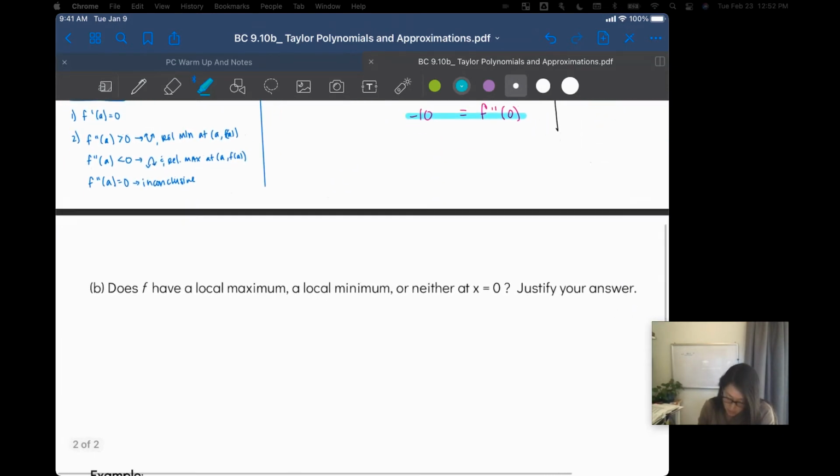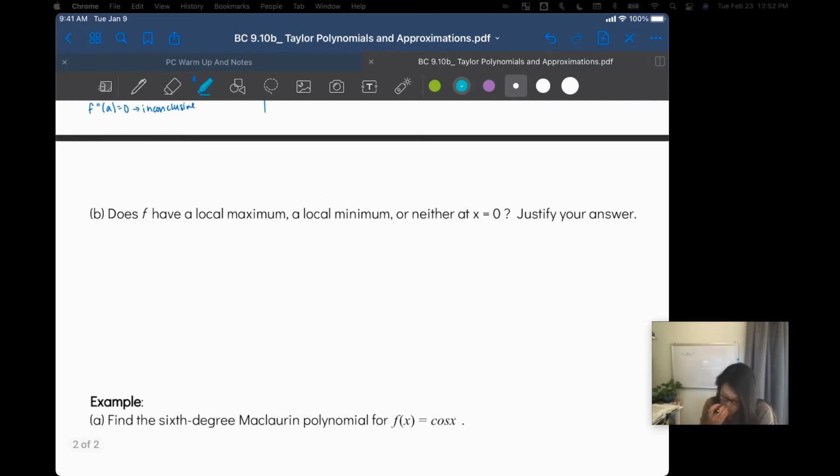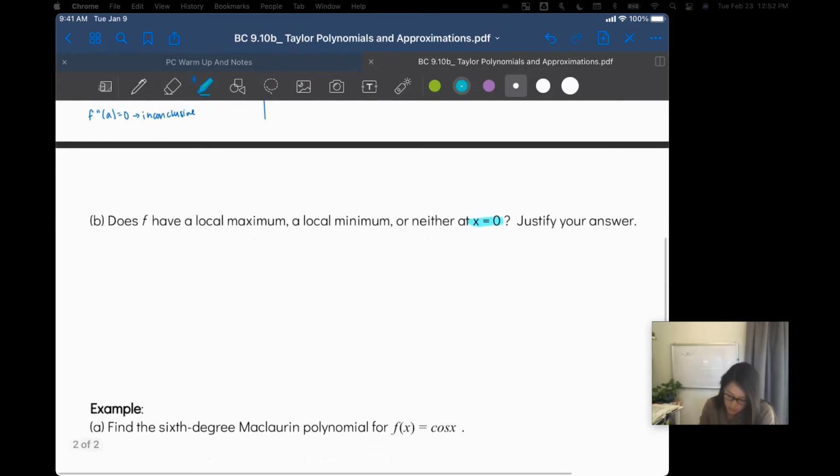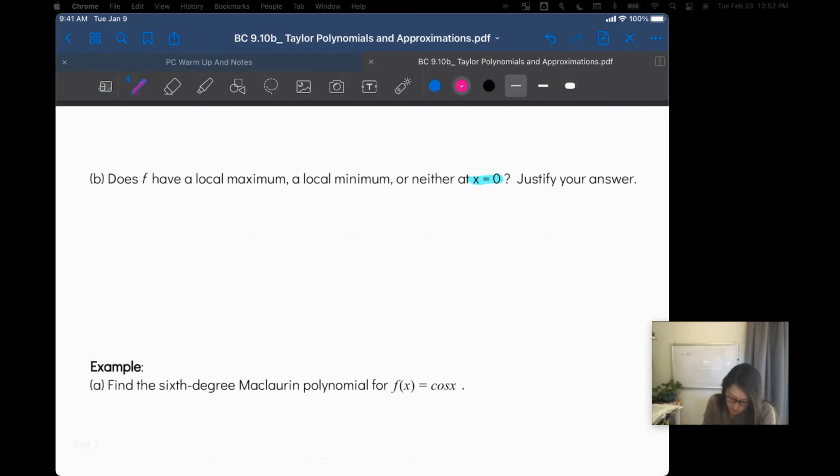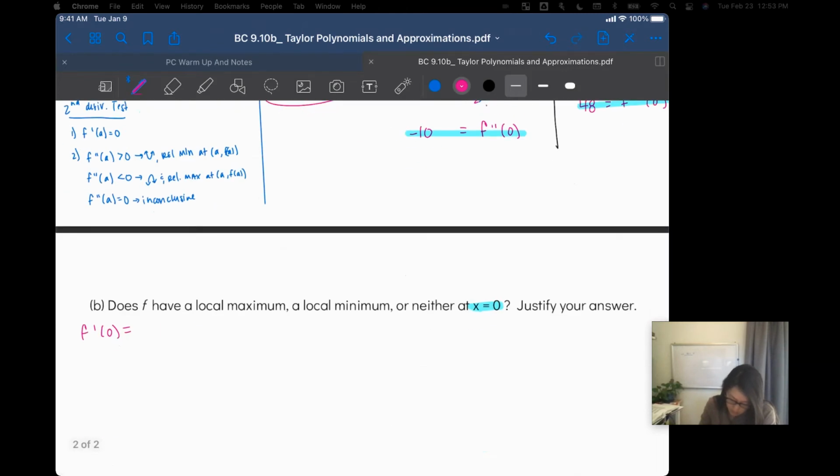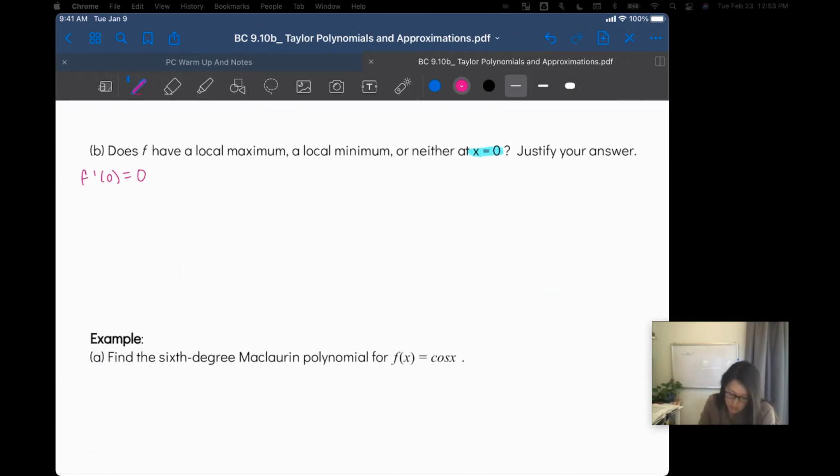Now, does f have a local minimum, a local maximum, or neither at x equals 0? And we need to justify our answer. What I remember is that f prime of 0 is equal to 0, so I can try my first derivative test. The problem here is that this is a critical number. When I set up my number line at x equals 0, we have a 0, so our values are not going to be positive or negative. I can't use the first derivative test.